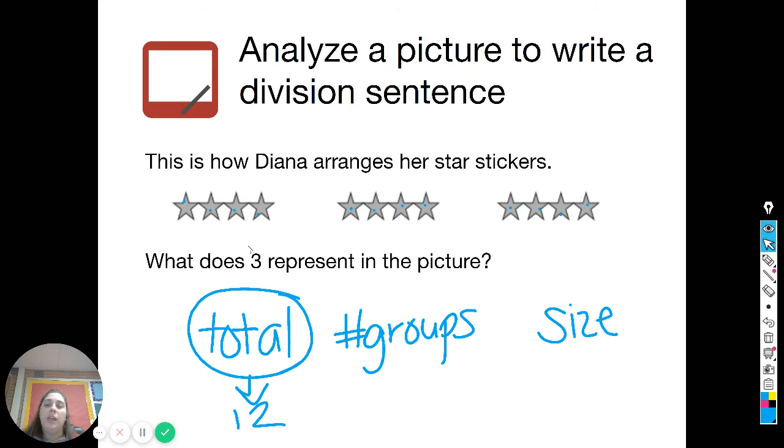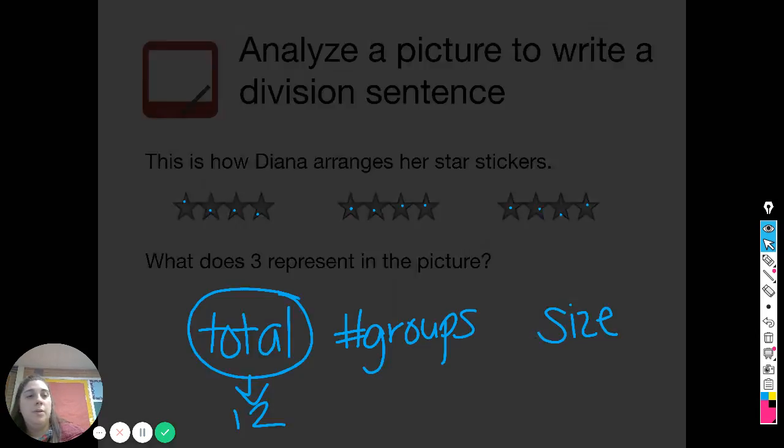What does the 3 represent in this picture? So we have 2 options left. Either 3 is the number of groups that we have, or 3 is the size of the group. So think about your answer, and then we're going to do a raise of hand. Raise your hand if you think that 3 is the number of groups. Hands down. Raise your hand if you think that 3 is the size of the group. Hands down.